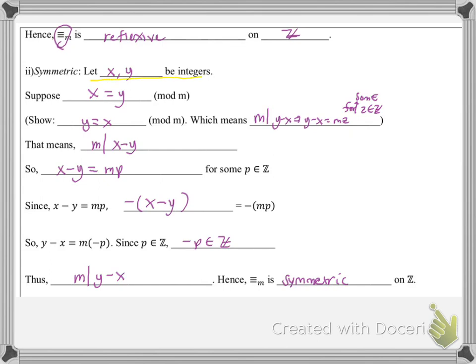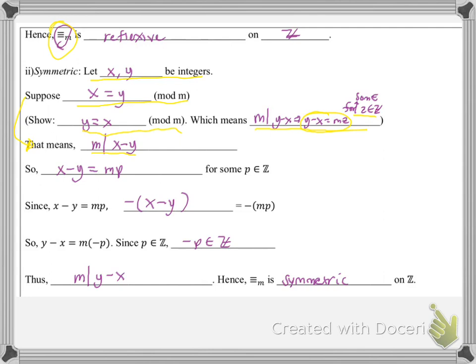Well, let x and y be integers. Suppose is an if-then statement, right? So suppose your if. So suppose x equals y mod m. All right. So that's, again, the definition of what that relation is. We have to show that y equals x mod m, which means m divides y minus x. And you know that means y minus x equals m times some integer z, right? Now, the show part is not part of our proof, right? So I'm going from the suppose. So suppose x equals y mod m.